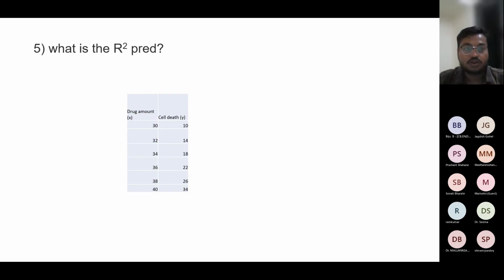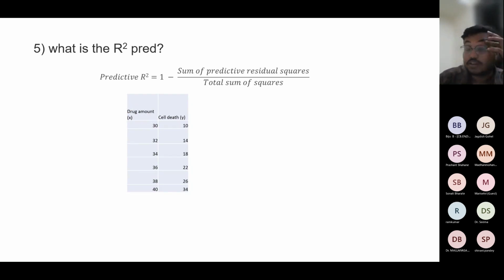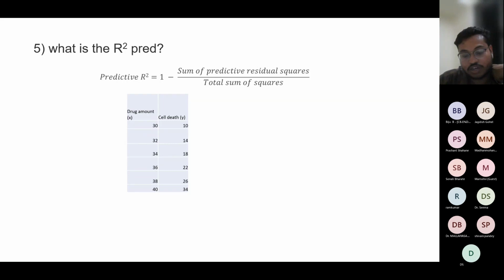Then we need to calculate the R square predicted. Okay. So we are given all the values for X and Y, these two columns. The R square predicted value is given as 1 minus the predictive residual sum of squares divided by the total sum of squares. So for calculating the R square, what we did was we fit a model to the whole data and then we calculated the difference between the residuals for the whole model.